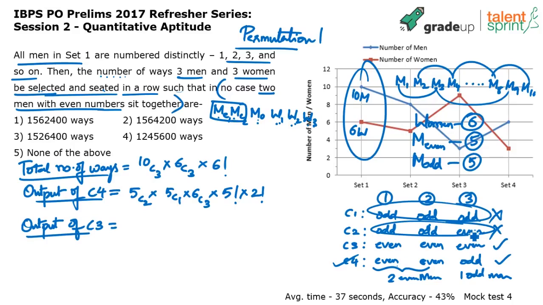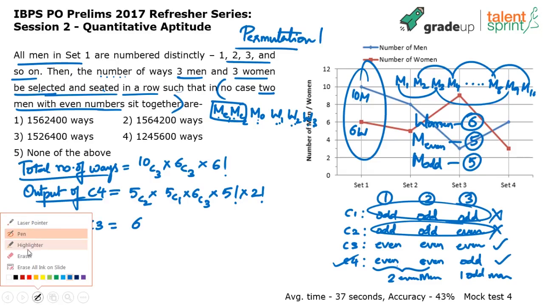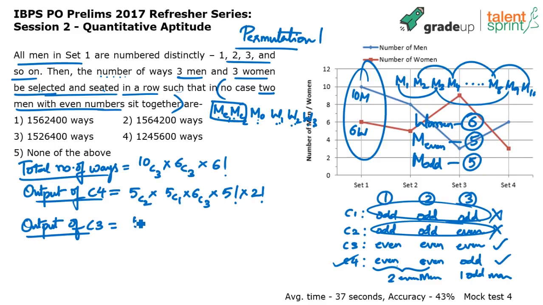Remember, we want 3 even men. In how many ways can you select? I can select 3 even men from 5 even men in 5C3 ways. Sorry, this is going to be a little complex to understand if you are not thorough with the concepts, but let me explain. 5C3 ways into 6C3: the number of ways in which I can select 3 even men, and the number of ways in which I can select 3 women. Now these 3 even men and 3 women can be arranged in total 6 factorial ways. Now from this, I am going to subtract those cases where 2 men are together.